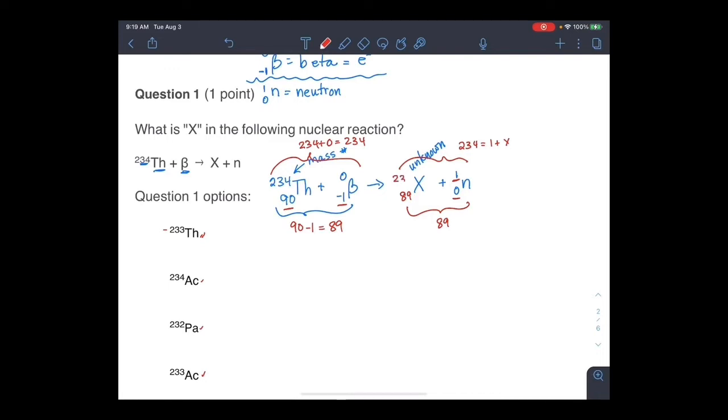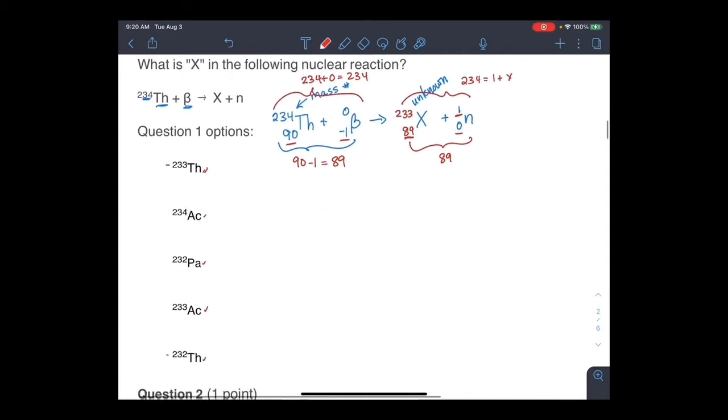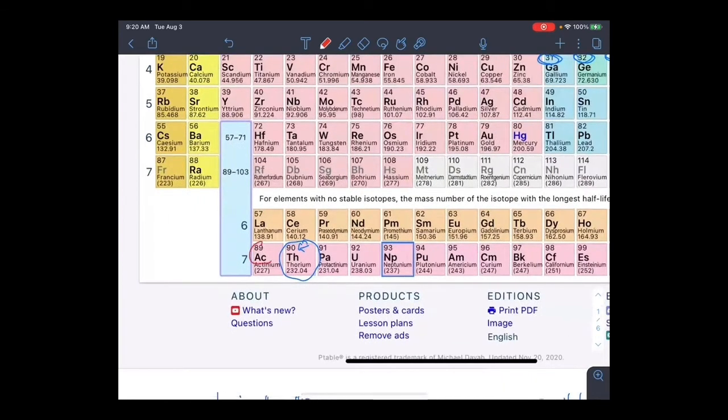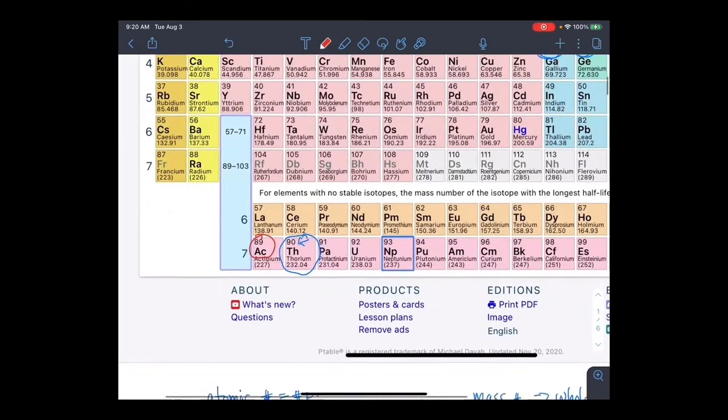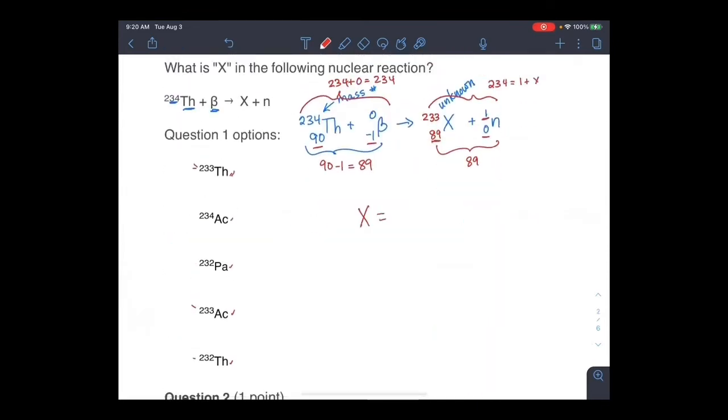Well, this must be 233. And so now I know my right answer. It is whatever has an atomic number of 89 with a mass number of 233. I've got a couple of 233 options, so let's go see what 89 is. On the periodic table, 89 is actinium. I was probably almost right. So the correct answer for X is actinium-233. Where'd it go? Right there.